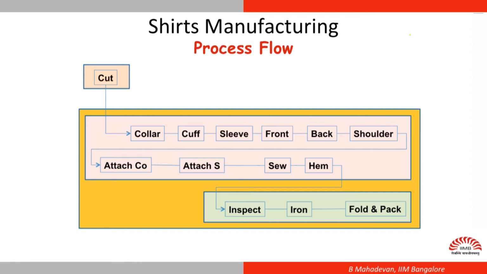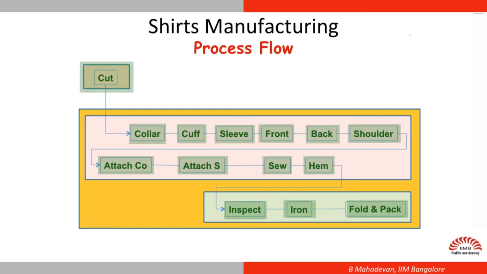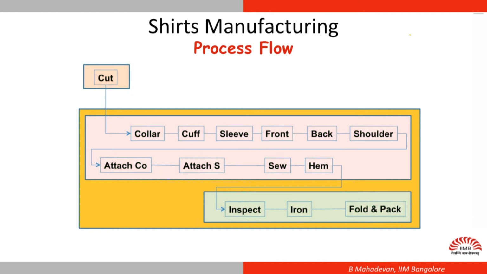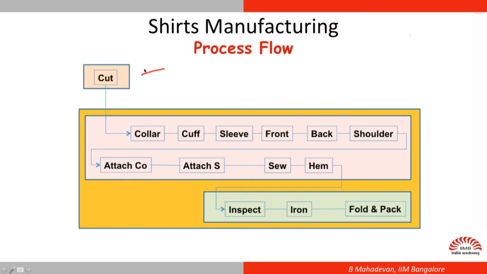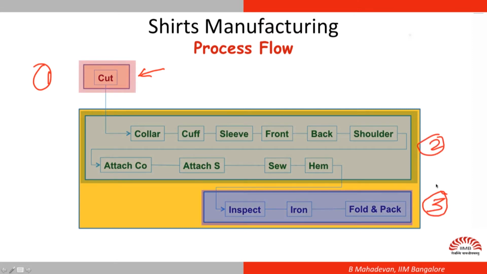Let me show you a manufacturing process, which is shirt manufacturing. There are 14 activities I have mentioned here. As you know, typically in shirt manufacturing, the first step is cutting. As you see here, this is divided into 3 blocks. There is one block here, a second block here, and a third block here.